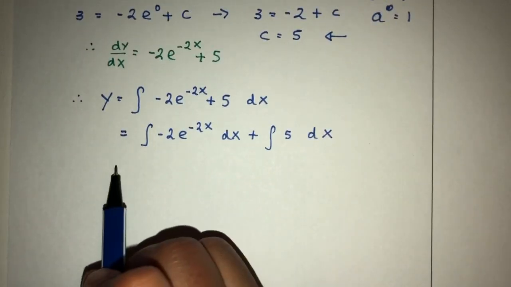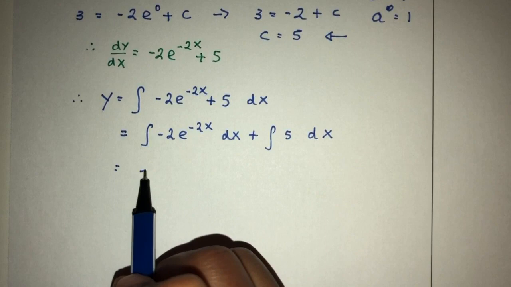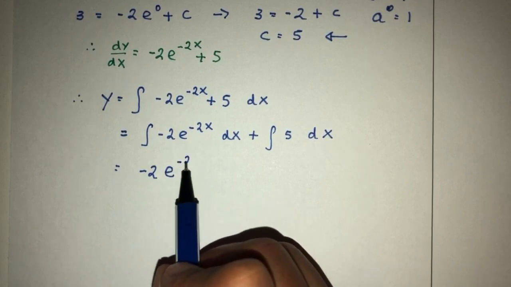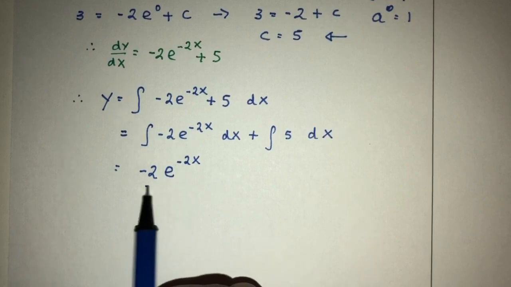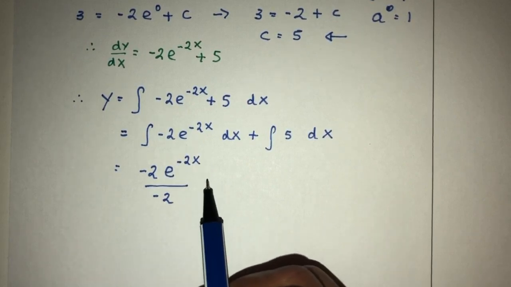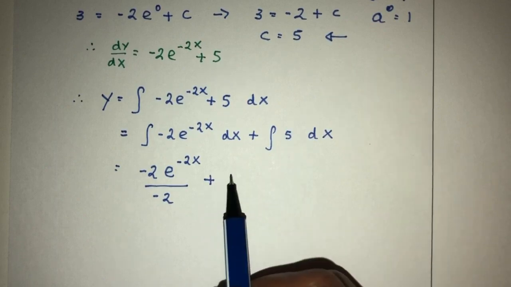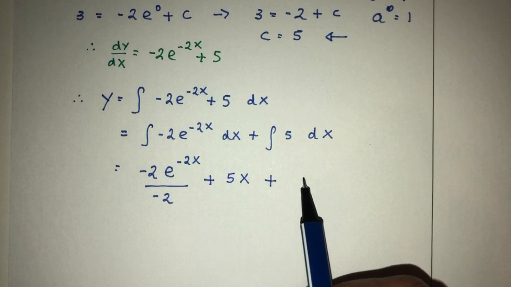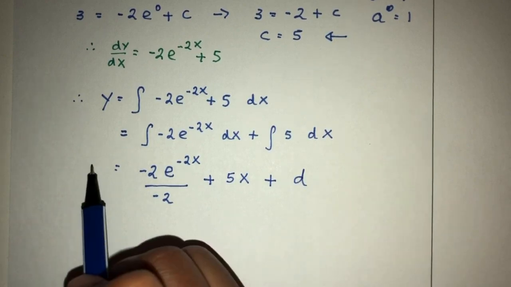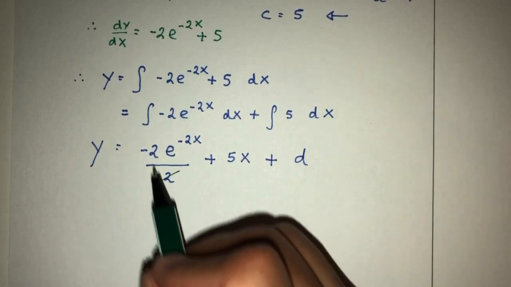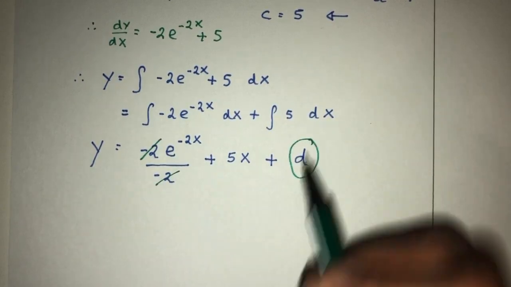Okay, now this will become, here we have -2, -2 doesn't change. Exponential will be exponential power -2x. Then divide by the derivative of this term, that should be -2. And we have to plus, that will be 5x. And of course, plus constant. So we have used c already, let's use d. So y will be this for now. So simplify, this will cancel out. And we have to find the value of d.